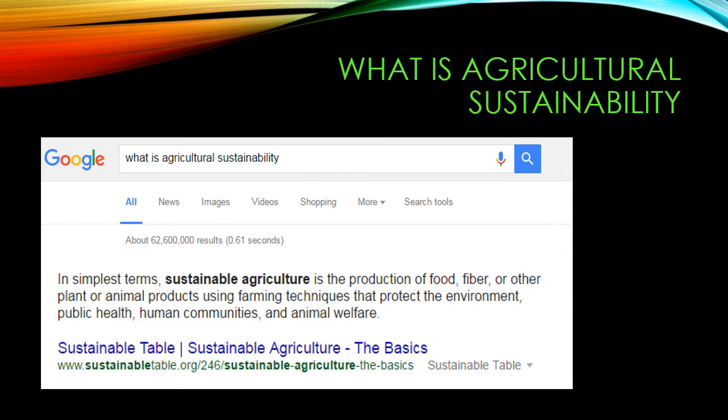Now, when it comes to agricultural sustainability, in terms of a definition, it's also unclear. But in general, it is the production of anything related to agriculture. That includes production of food, whether that's plant-based food or animal-based or marine-based, any kind of food, fiber, or other plant or animal products using farming techniques that, what are the criteria? Protect the environment, consider public health, human communities, as well as animal welfare. This is one of the definitions out there on sustainability. So here it's talking about the practice of agriculture that respects the environment, respects humans as well as animals, or whatever resource that you are going to be using for food production.